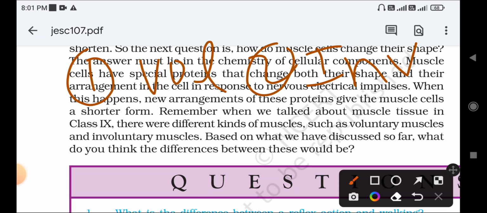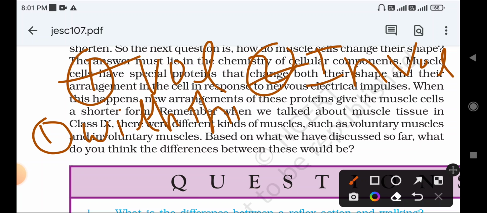In the exam they will ask, write the difference between voluntary action and involuntary action. You can write first the definition as the first point. The actions that are done with thinking are called voluntary actions. The actions that are done without thinking are called involuntary actions. Simple definition.